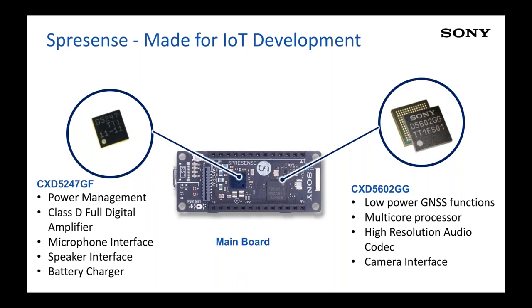But at the end, when you go to mass production, you get these two chips. So you can design based on the information that I give you today. It's basically how you can use this development board to do your prototyping. But eventually, if you go large volume, then you get these two chips to build your actual product.